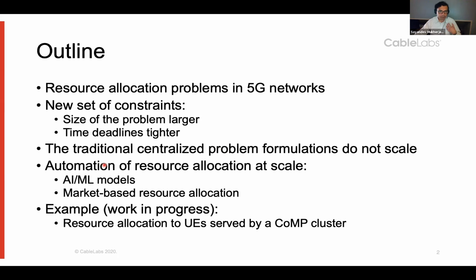But I will also continue with such an argument. And in fact, the proposal that we make for a solution to automate resource allocation at scale involves two principal components. The first being the use of AI and machine learning models for prediction, and the second being the use of market-based schemes to do distributed resource allocation at scale. What we mean by these two things, I will show with an example of resource allocation to UEs served by a CoMP cluster. I will hasten to add that this is work in progress, so our results are extremely preliminary. However, they do show the promise of such an approach, we think.